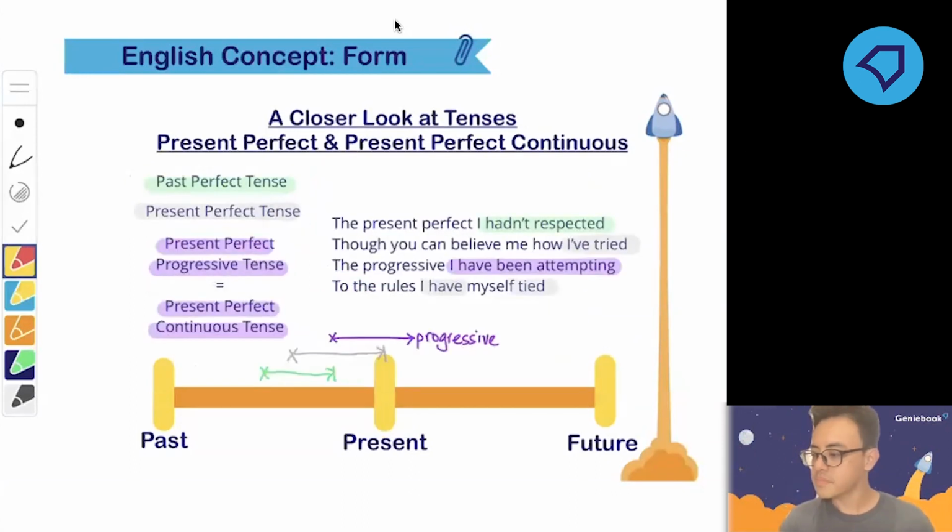And the last part of the poem, the present perfect tense. The present perfect I hadn't respected, though you can believe me how I've tried. The progressive I have been attempting, to the rules I have myself tied. Okay, so this poem here uses 3 tenses: had not respected.